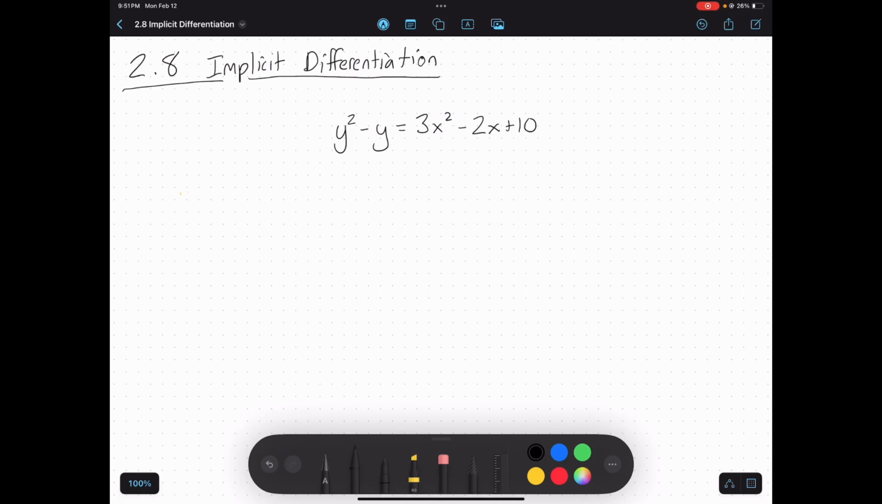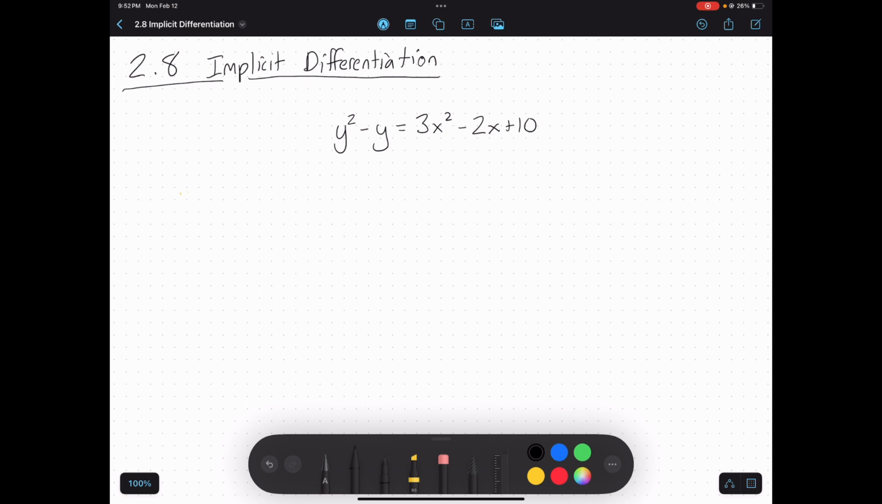In today's video, we're going to be looking at another tool we have to take derivatives of more complicated functions. Kind of like product rule, chain rule, quotient rule, those are all tools we had to break down more complicated functions into simpler parts that I knew how to take the derivatives of. Well, same kind of thing in today's video.